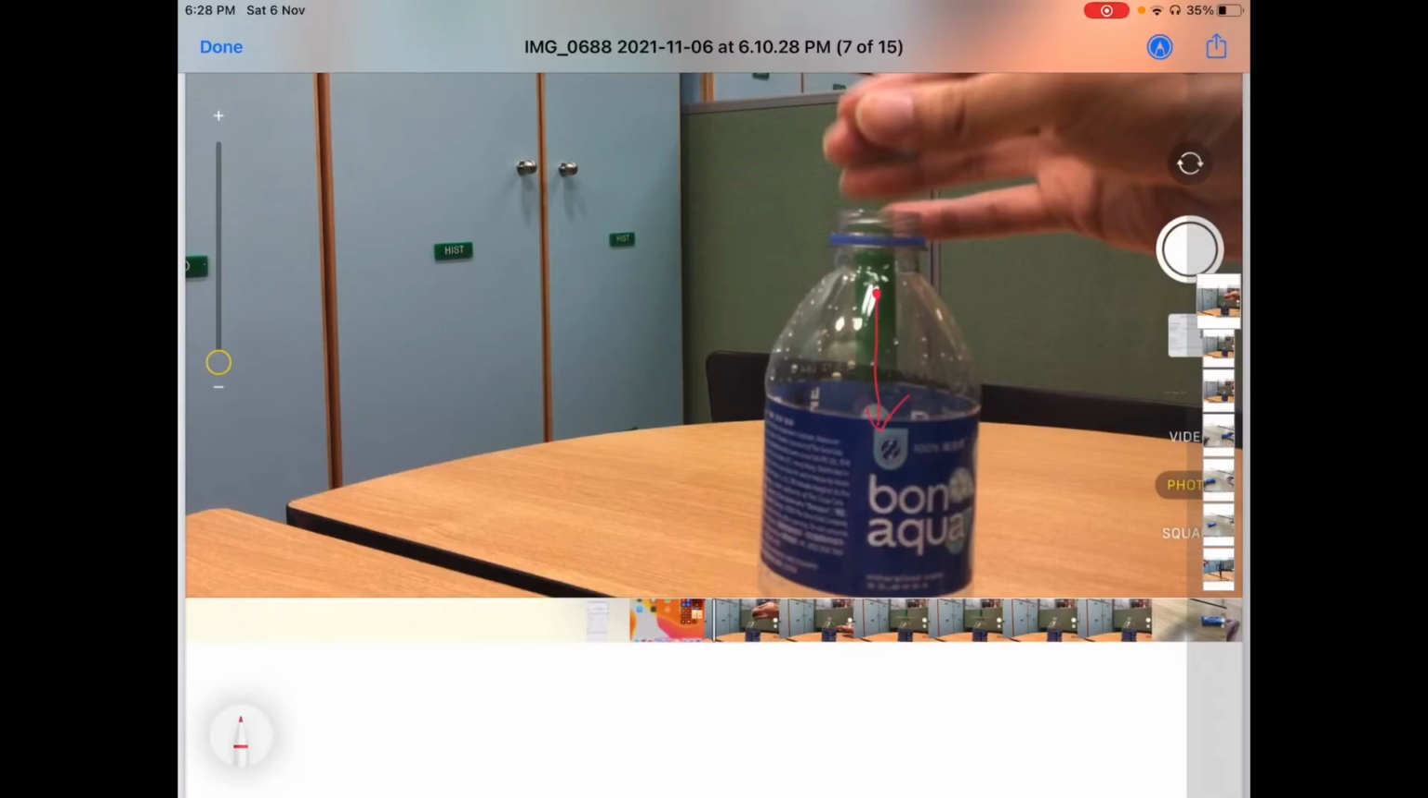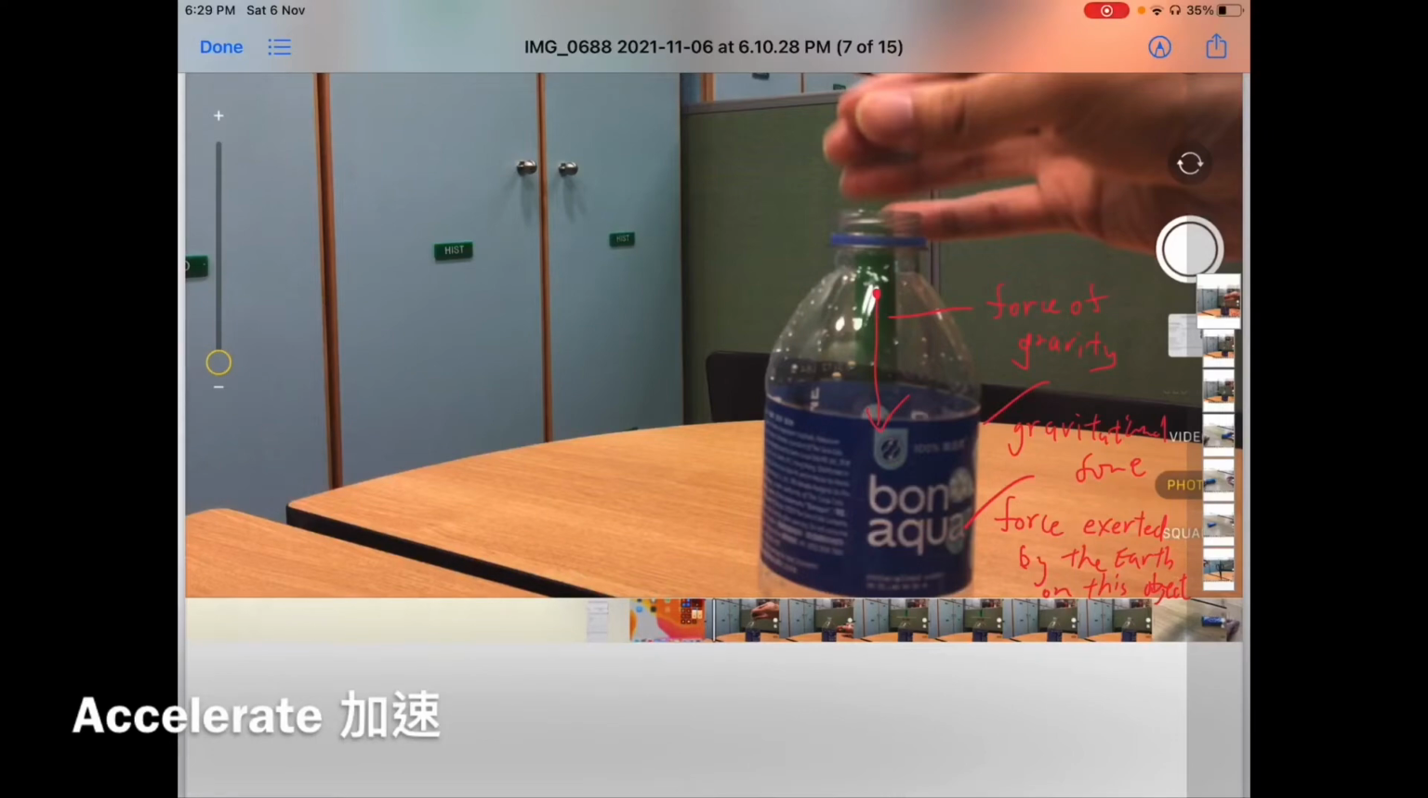Pointing downward, right? And the third thing is to label the force. You can call it the force of gravity or gravitational force, or if you give it a more specific description, it is the force exerted by the Earth on this object. Now I think you can see the overall effect of the forces acting on an object, because there is only one force and it is pointing downward, so this force will make this green object accelerate downward.